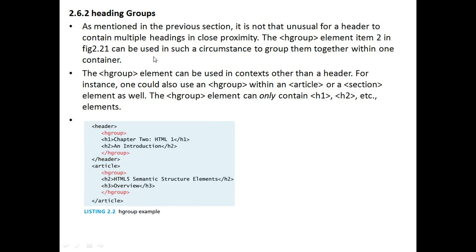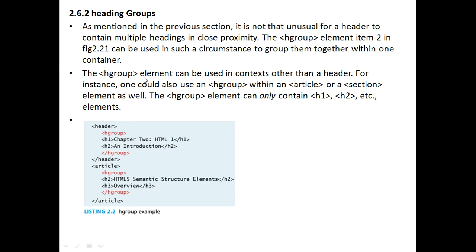Now it is a heading group. Heading groups represent, in a header, different headings that we can have there. We can consider it as heading groups, making it one group. As mentioned in the previous section, it is not unusual for the header to contain multiple headings in close proximity. H groups can be used in such circumstances to group them together within one container. If you are having multiple headings within the header, they can be grouped by using an H group.